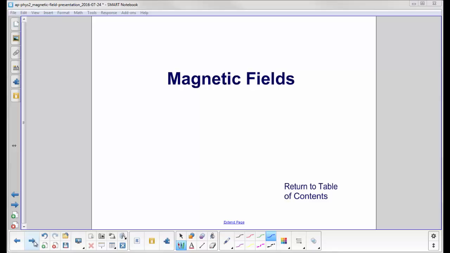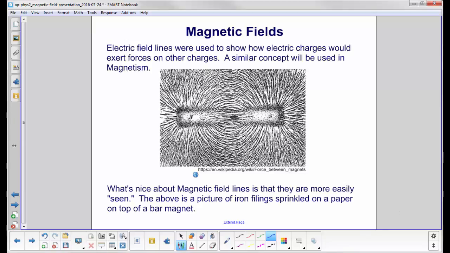Magnetic fields. Electric field lines were used to show how electric charges would exert forces on other charges. We're going to use a similar concept here in magnetism. But what's nice about magnetic field lines is they are more easily seen, and I put that in quotes because you're really not seeing the lines.